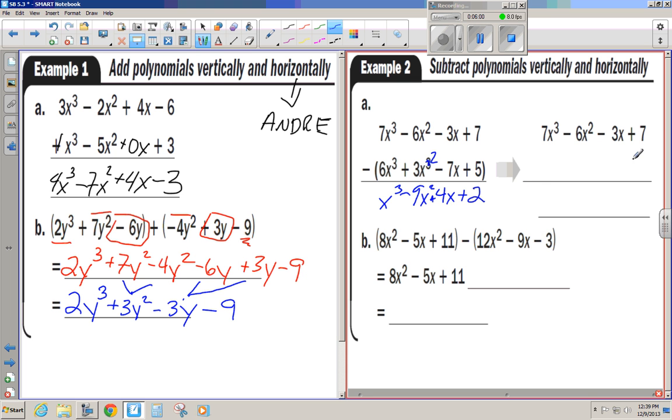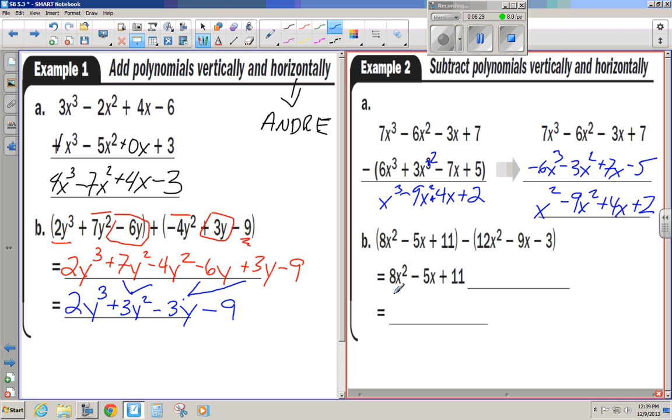Making them all negative, making this a minus 5, and this a plus 7x, and this a minus 3x squared, and this a minus 6x cubed, still will give you x squared minus 9x squared plus 4x plus 2. I don't think you need to do all of that work. You really just have to do this first one.